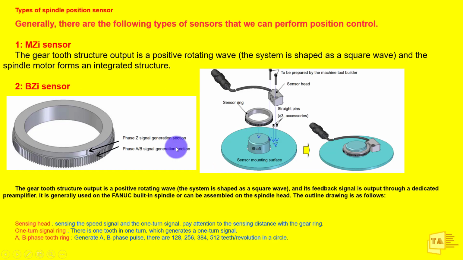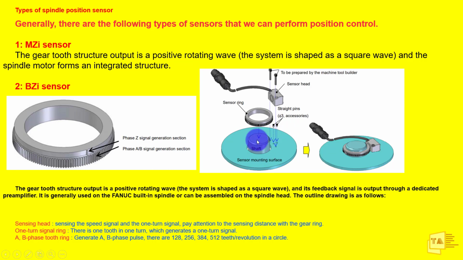These are the types of spindle sensors we are using to detect the position. The first one is MZI. This is nothing but a gear tooth structure whose output is a positive rotating wave. Next one is the BZI sensor. This is the basic representation of the sensor. You can see here cables, connectors, shaft and sensor mounting surface. These are all the parts involved with the BZI sensor or spindle sensor.